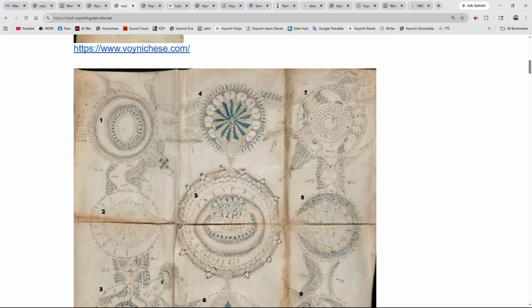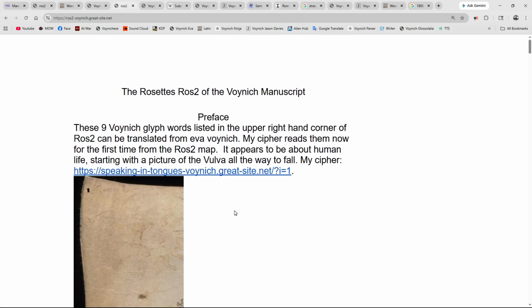I still use map, but it's really about, I'll read the introduction. These 9 Voynich glyph words listed in the upper right-hand corner of Ros2 can be translated from Eva Voynich. My cipher reads them now for the first time from the Ros2 map. It appears to be about human life, starting from a picture of a vulva all the way to the fall. My cipher.